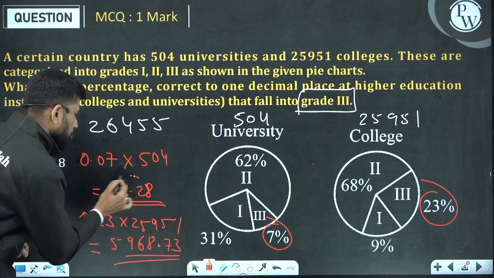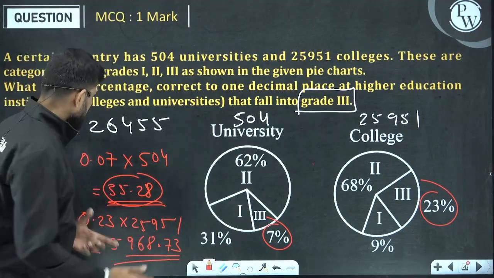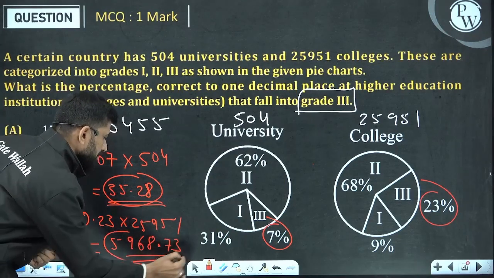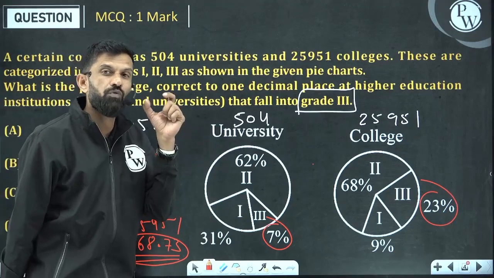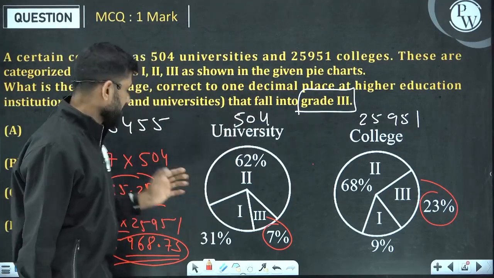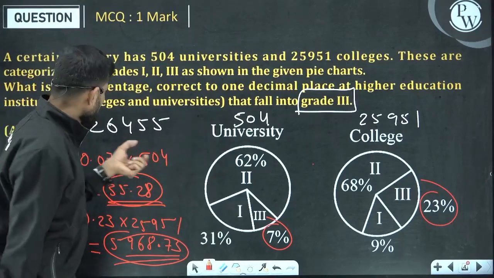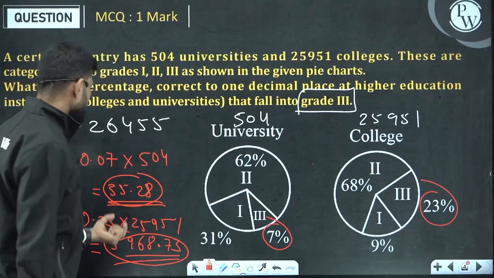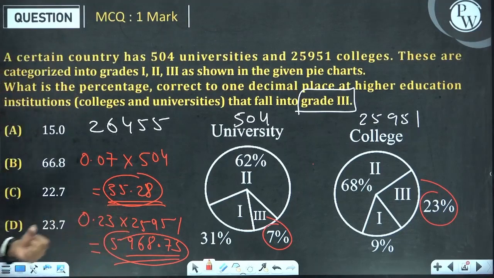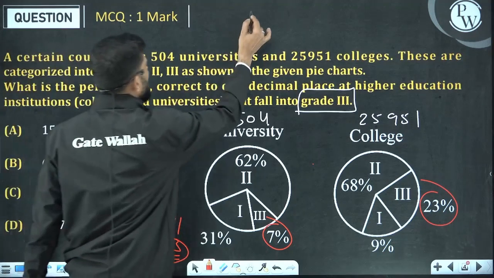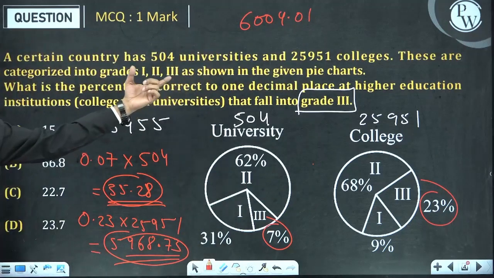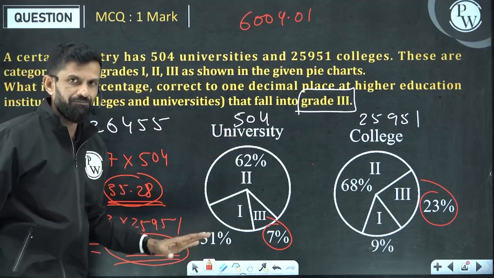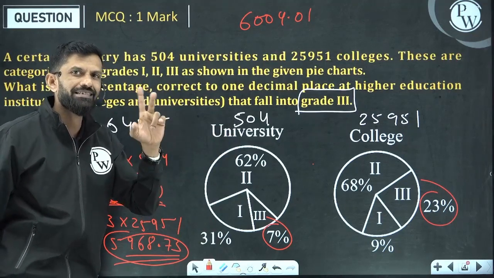Now if you see the total institutions which fall in grade 3, universities are this and colleges are this. If you add both of them, here I am using the word institution including college and university both, the total number of institutions which fall in grade 3 is 35.28 plus 5,968.73. If you add them, it will be 6,004.01. This is the total number of institutions which fall in grade 3. Institution in the sense, once again, colleges as well as universities.